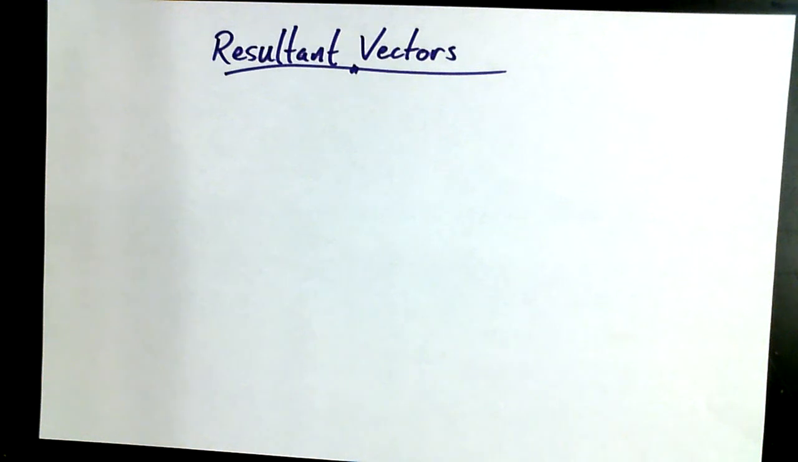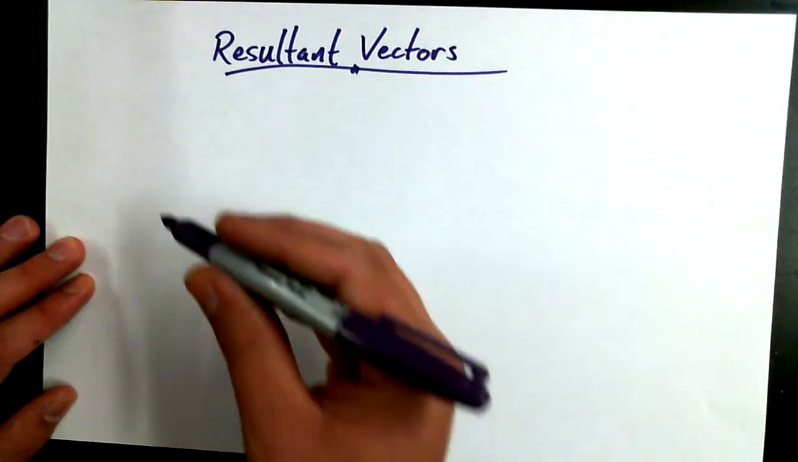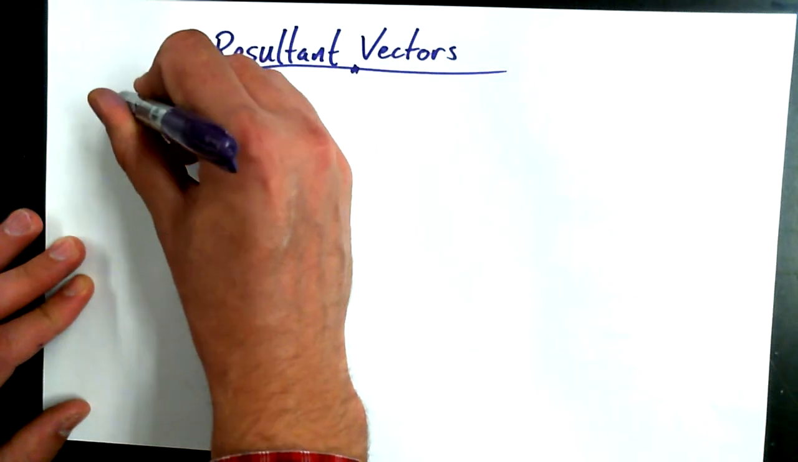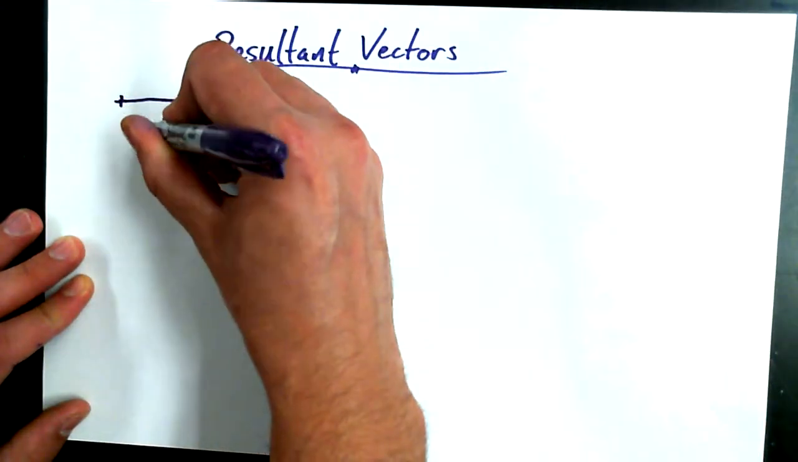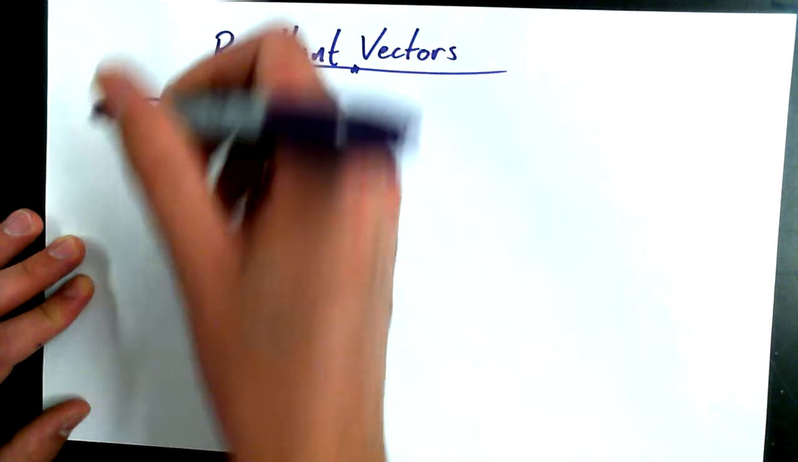Resultant vectors. You may have a couple of vectors, like this one. I'm going to put the little cross at the beginning. This one I might name vector x.